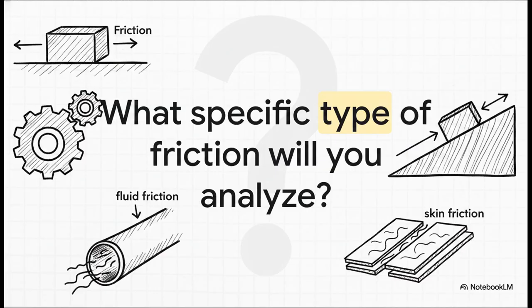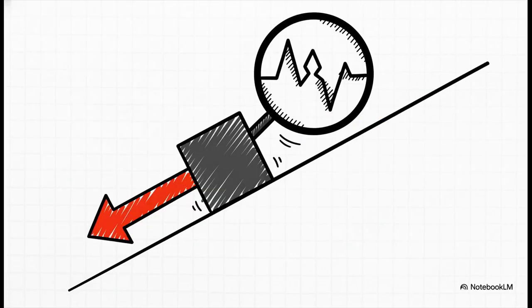Friction comes in several forms in engineering, like fluid friction or skin friction. But based on this specific statics syllabus, what specific type of friction will you be analyzing? You will be analyzing dry friction. This maps perfectly to course learning outcome 4. You'll be working heavily with the coefficient of dry friction to analyze stationary bodies that are right on the absolute verge of slipping.